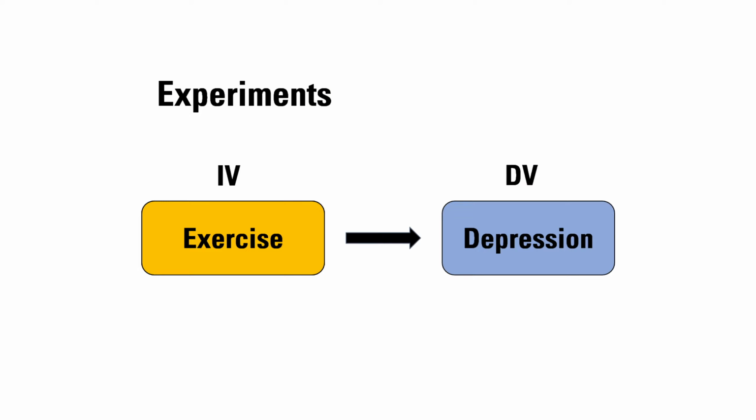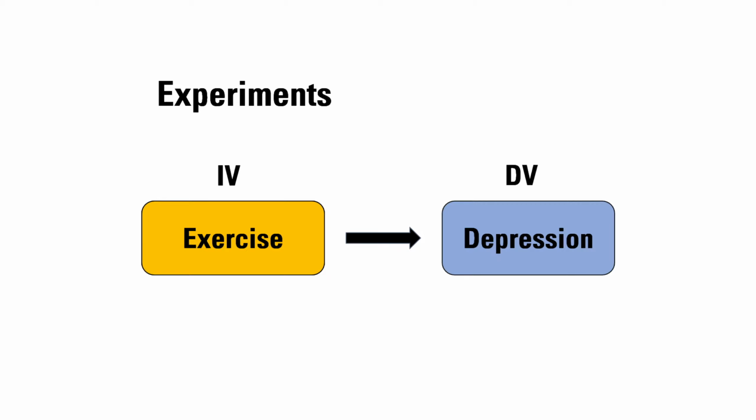And so in this case, I guess I should have asked you to guess this. So to give away the answer, the independent variable here would be exercise. The dependent variable is depression, right? Because we're seeing how exercise influences depression, how that depends on or is influenced by exercise.